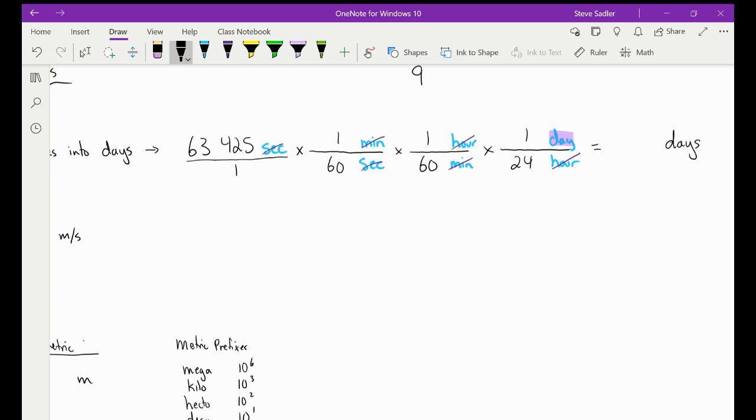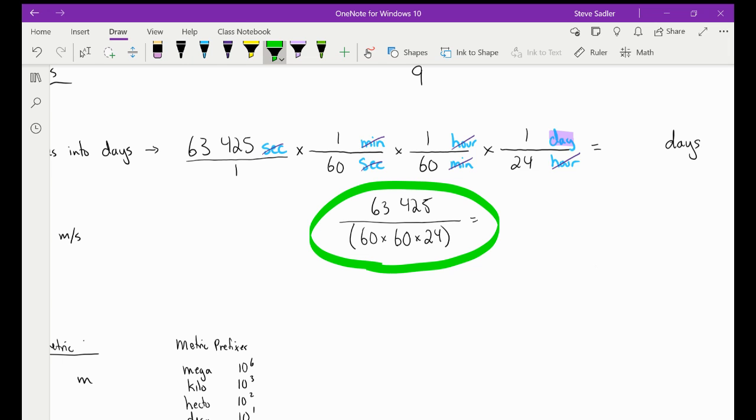So what this really looks like is 63,425. We don't have to multiply it by 1 because it's not going to change the value. All divided by 60, multiplied by 60, multiplied by 24. You don't have to show me this step. I just want to show you what's actually happening. I always just multiply everything in the top and then divide everything in the bottom.